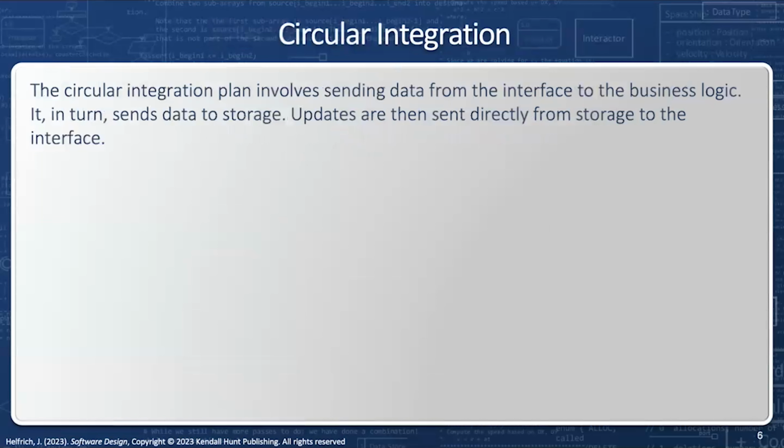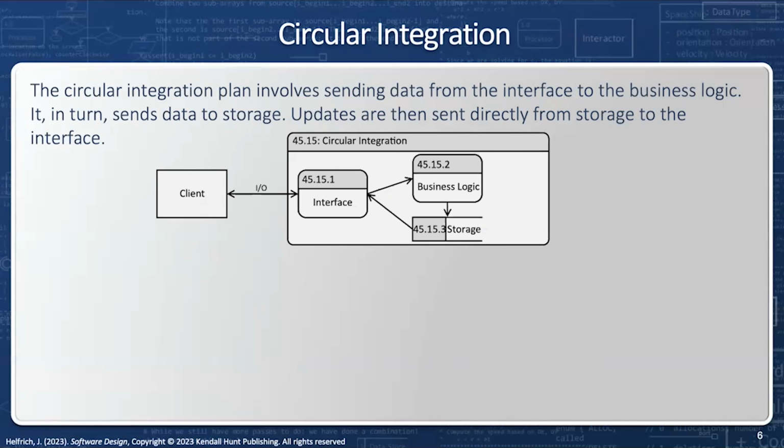The next is circular integration. And this involves sending data from the interface to the business logic. And then the business logic then sends data to the storage. And then the storage then sends data to the interface. Now observe that if the business logic needs some storage data, it's going to have to go in a roundabout way to achieve it. Now notice that the storage will communicate directly with the interface without having to go to the business logic. The presumption, of course, is that any business logic will only operate on how data is stored, but not how data is utilized.